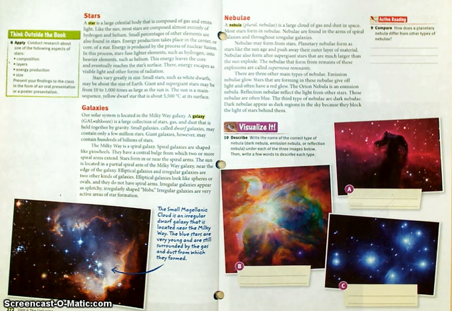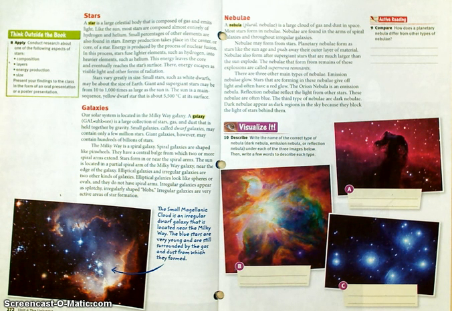I'm on page 272 and we're talking about stars. A star is a large celestial body that's composed of gas and emits light. It produces its own light, in other words. Like the sun, most stars are composed almost entirely of hydrogen and helium. Remember that hydrogen and helium are the two lightest elements on the periodic table. Small percentages of other elements are also found in stars.